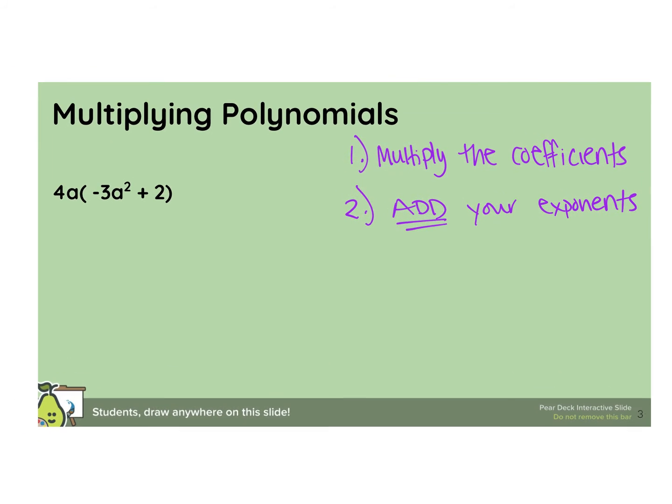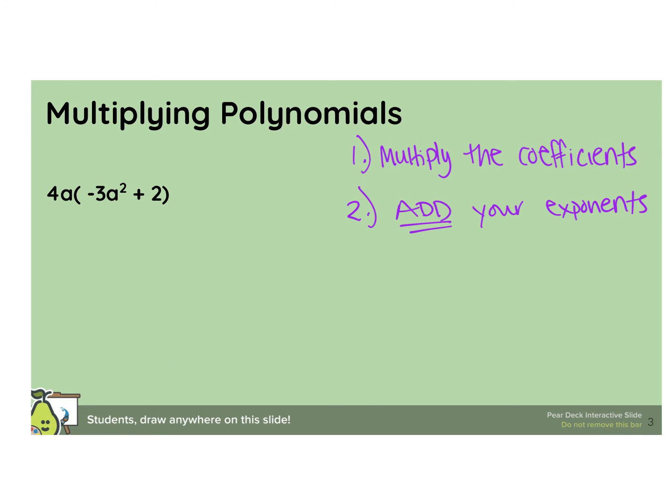So what am I talking about? Well, we're going to distribute this 4a. So first I'm going to multiply coefficient times coefficient. 4 times negative 3 is negative 12. Now I'm going to add my exponents. If you don't see the exponent, it's a 1. 1 plus 2 is 3.